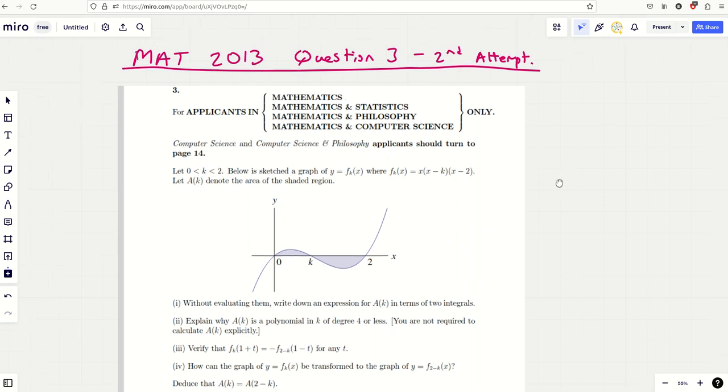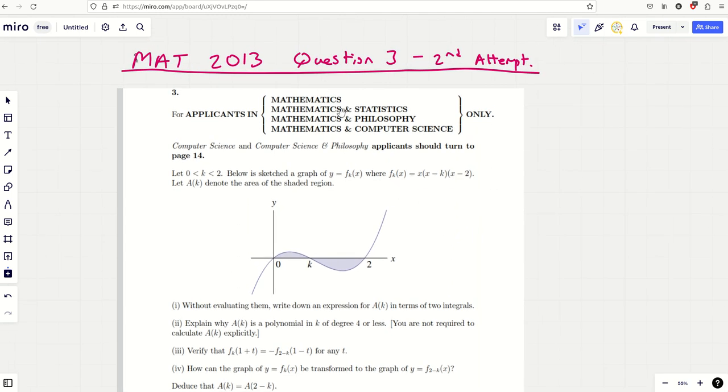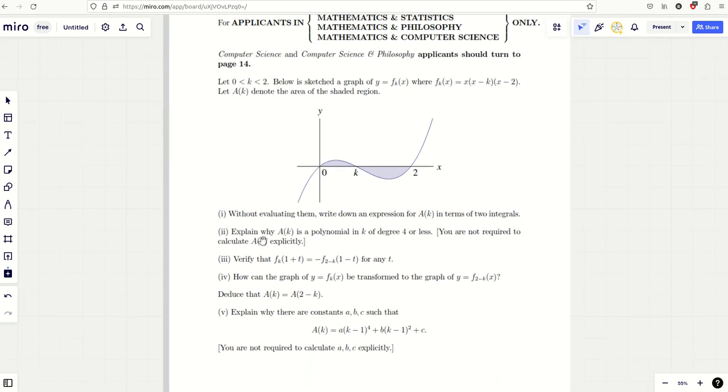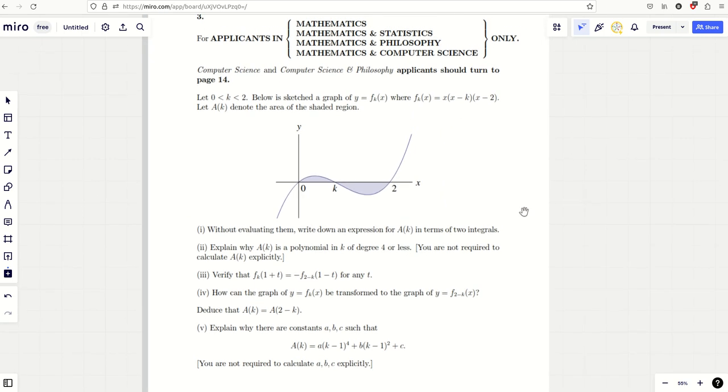Hi everyone. Somebody just recently asked me a question about a video I did on this question a few months back, and they made the excellent point, and I completely agree with them, that in part two, A of k is definitely a polynomial of degree four. The "or less" is kind of superfluous, really. I just wanted to mention this right at the start. I think it's because the approach which they thought that candidates would use only guarantees that it's degree 4 or less.